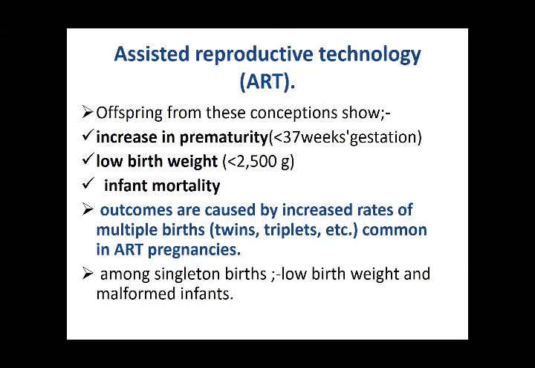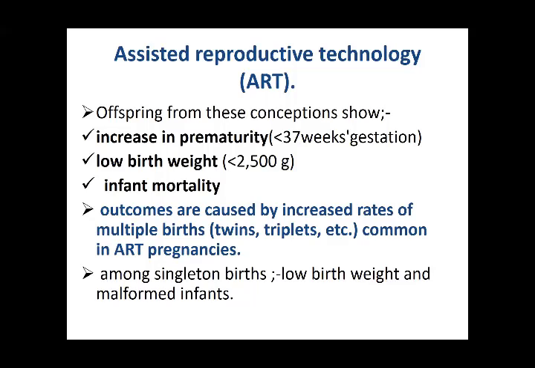So there are certain methods that we can use for assisted reproduction, that is, the test tube babies and all that. That is what is called assisted reproductive technology, ART. Offspring from these conceptions show an increase in prematurity because they are born earlier, and low birth weight, maybe because of this artificial way. These are the problems that are seen because of assisted reproductive technology.